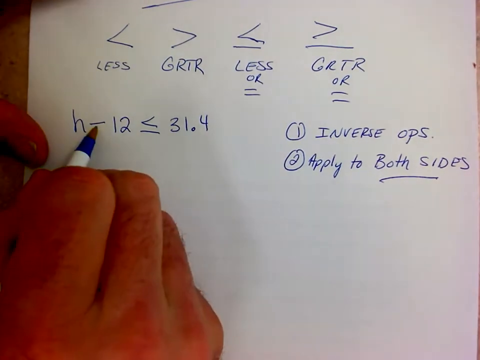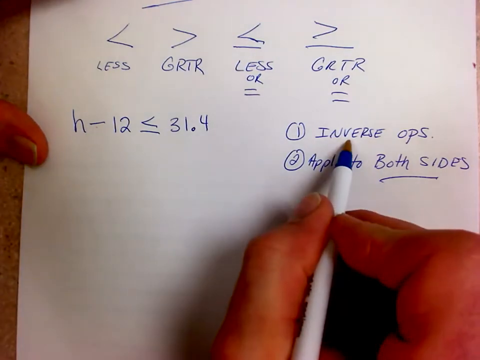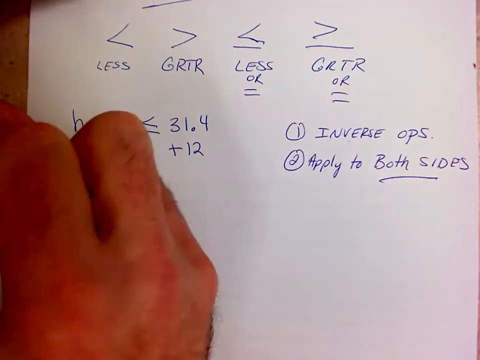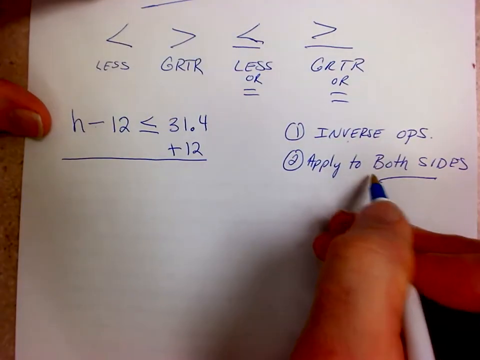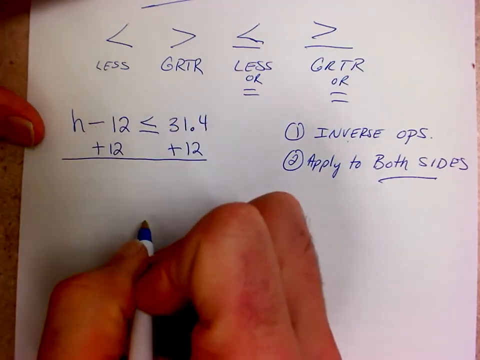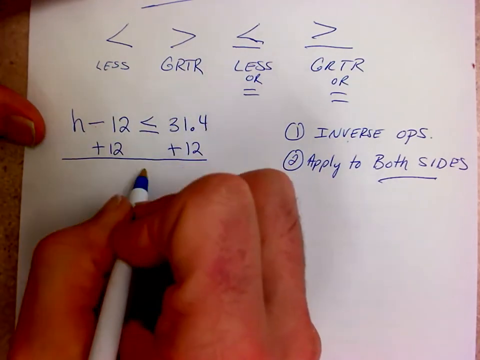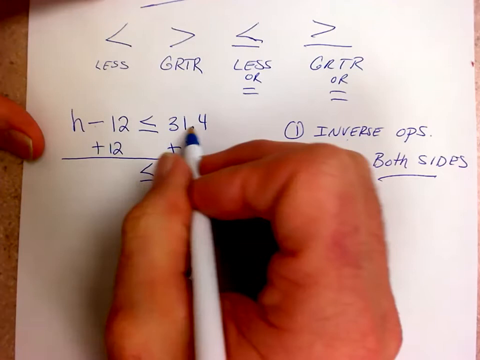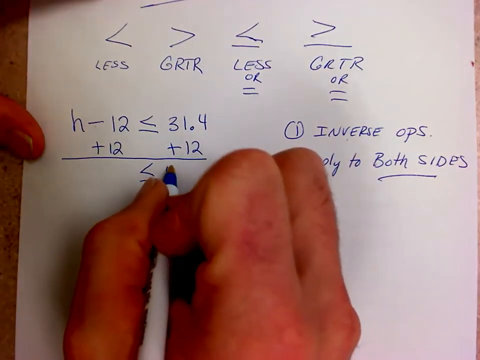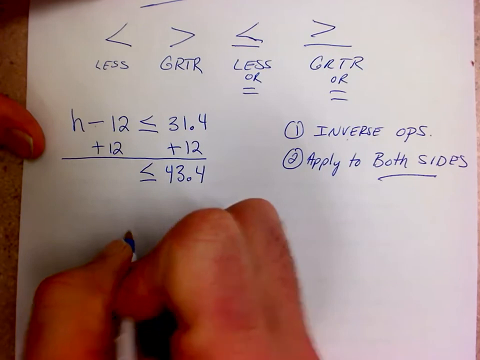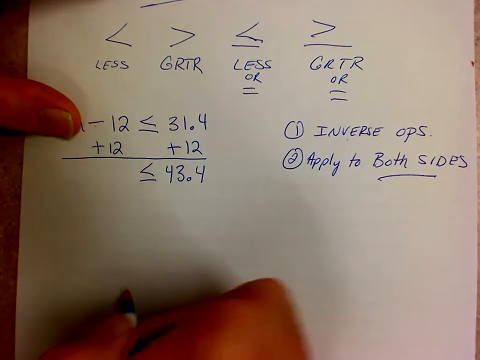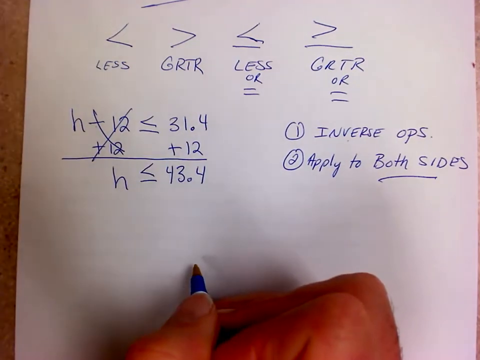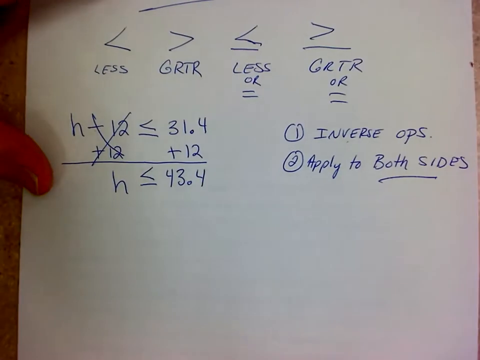Again, we look here, we know we have subtraction, so our opposite would be to add. Remember, we want to take our values away from our variable, so we're going to add 12 to both sides. We bring our symbol straight down. 31.4 plus 12 becomes 43.4. Negative 12 plus 12 cancel to 0, leaving us with h all by itself. So now we have h is less than or equal to 43.4.